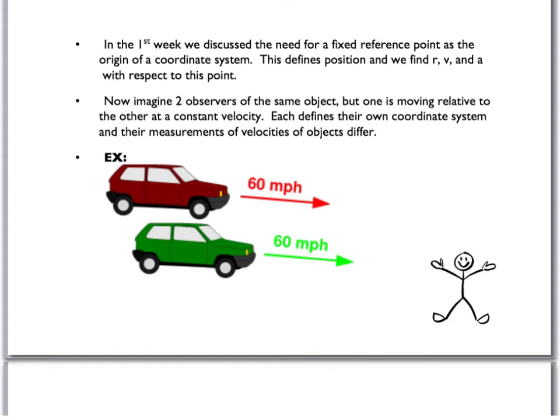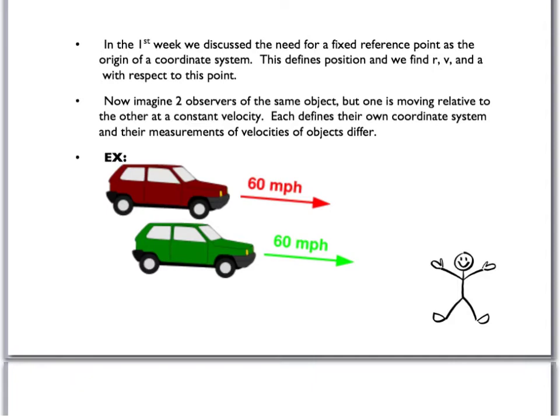In the first week of class, we discussed the need for a fixed reference point, basically the origin of a coordinate system where you are going to define position relative to. From that spot, we can define position r, velocity v, acceleration a. Everything is defined relative to that particular point. Basically, this section looks at what happens when you might have a reference point that is also on the move.